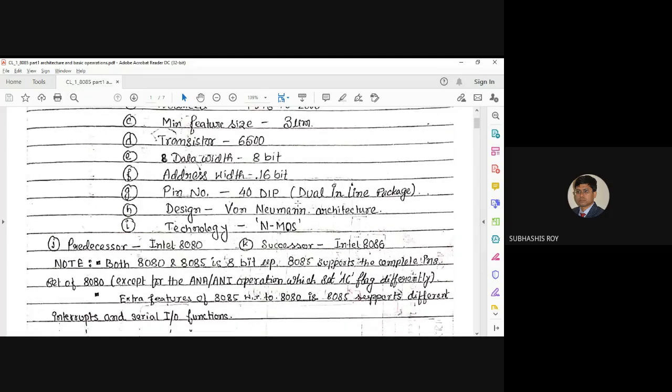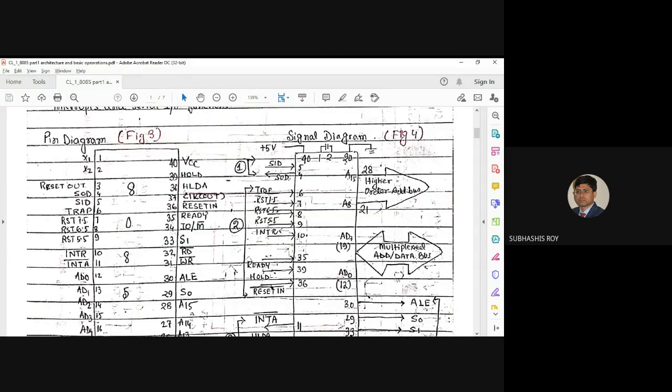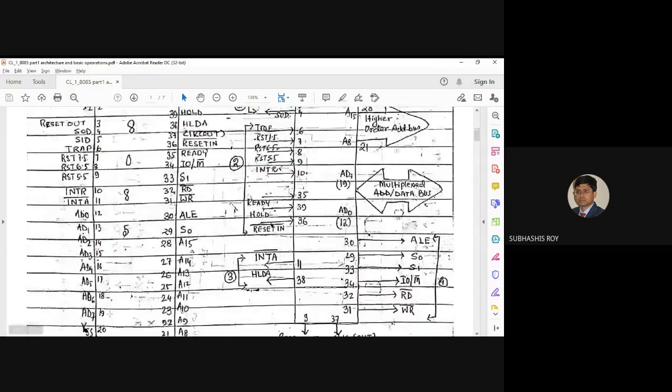Okay, so that is happening here. Okay, so here you can see that these 8 pins are multi-usable pins. It can be used as address as well as data. So the count of the pin is reduced if we use this architecture. Okay, so at that time in the year of 1976, the engineers were so interested to reduce the pin count.